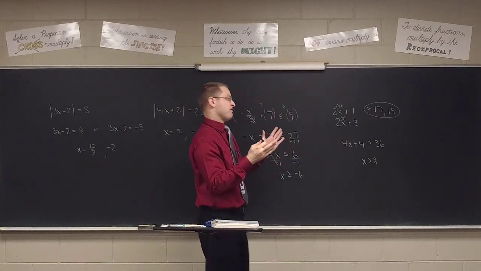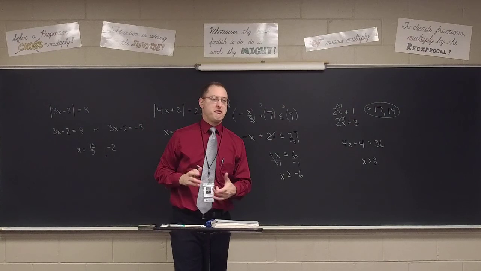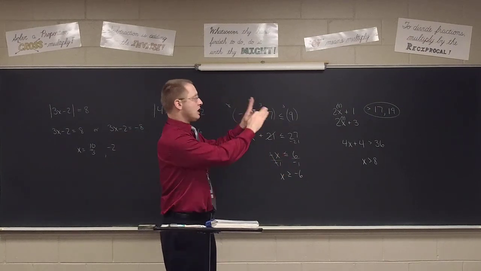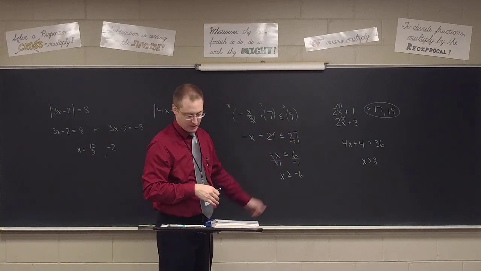They could be 19 and 21. They could be 21 and 23. They could be 57 and 59. As long as they are greater than 17 and 19, my consecutive odd integers would satisfy the inequality.